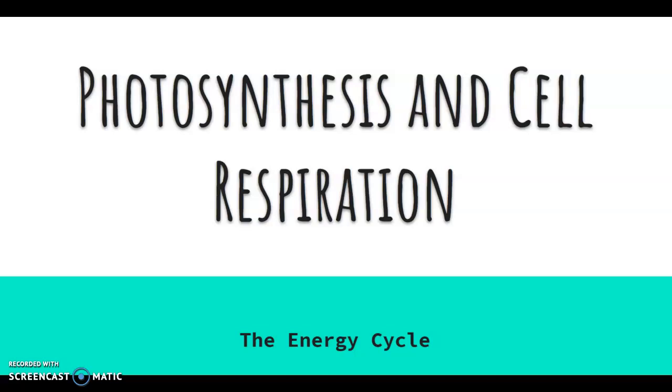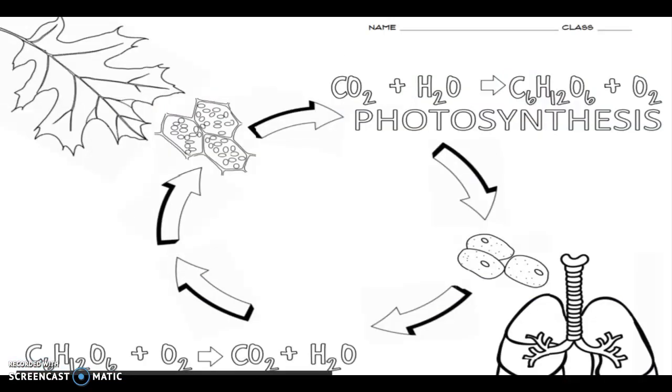Okay, we're going to talk a little bit about the basics of the energy cycle, which involves the two processes of photosynthesis and cellular respiration. If you look at these two processes, they can be referred to as a cycle because one process feeds into the other. They're referred to as a cycle because the reactants and products of one process are connected to the other process.